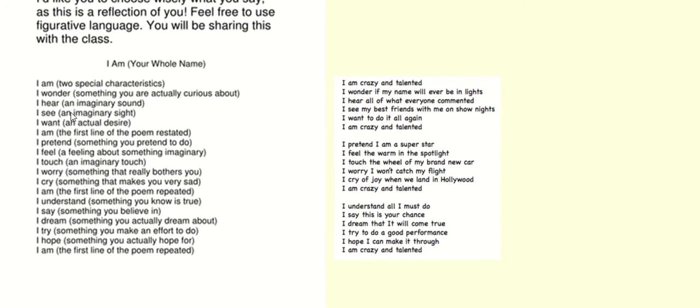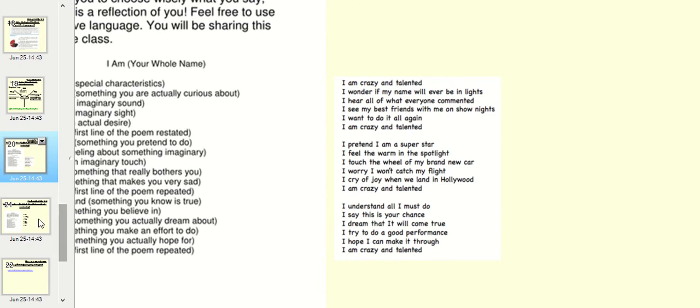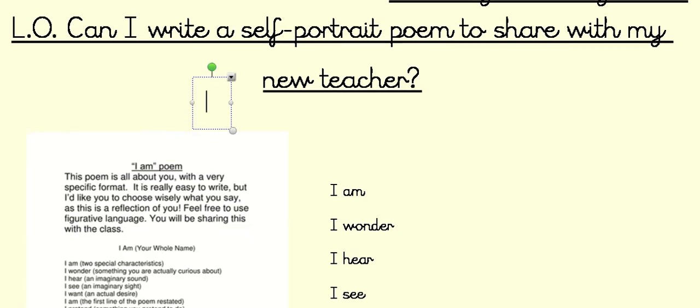So you need to work your way through this poem, thinking about each of these parts in brackets, and you need to try and make it relevant to you. So for example, you have to pick two special characteristics that describe you. You have to pick an imaginary sound that you can hear, because this poem is all about you. Or if you're at home, you might say, this poem's all about me. So let's do one together maybe, and you'll see what I mean. So I'm going to fill one out.